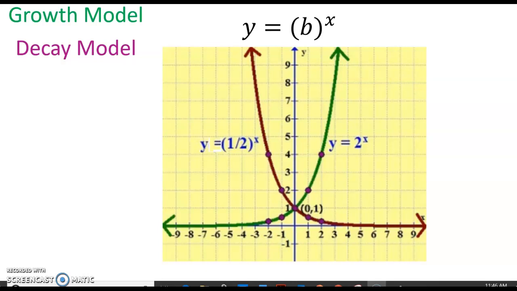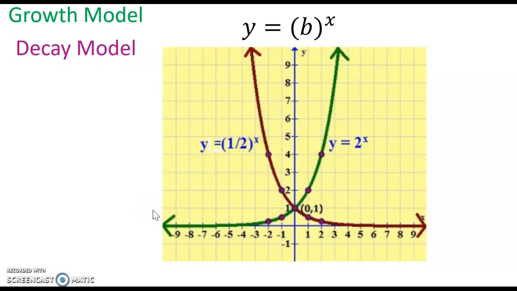Today we're going to be learning about the domain and range of exponential functions and their graphs. The two graphs given represent a growth model and a decay model. The growth model is indicated by the green graph and the equation y equals 2 raised to the x power. The decay model is represented by the purple graph and the equation y equals 1/2 raised to the x power.